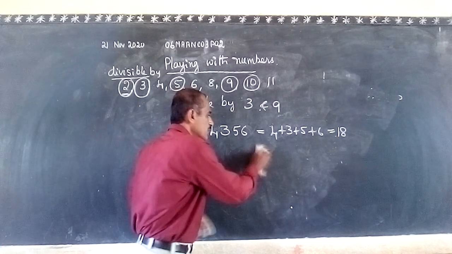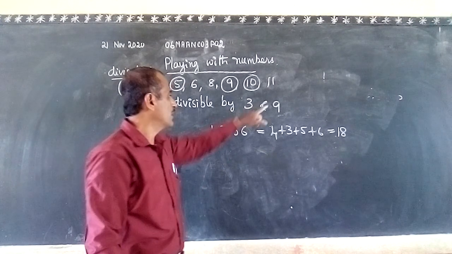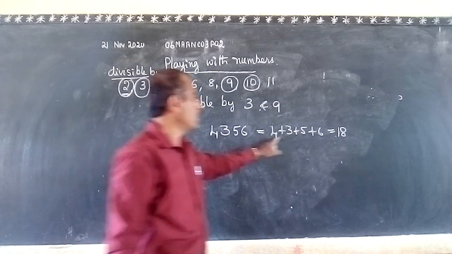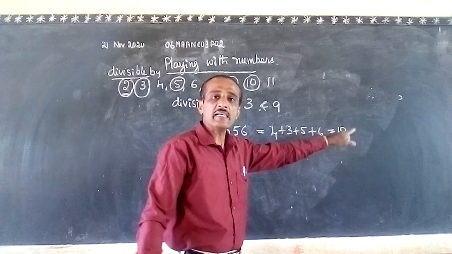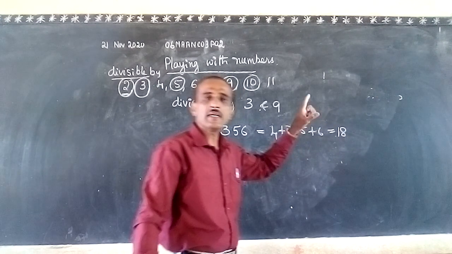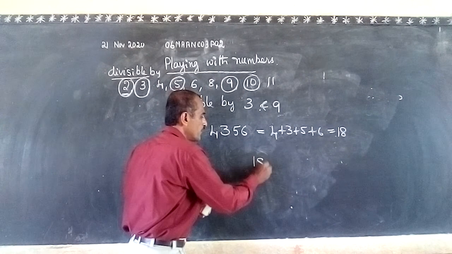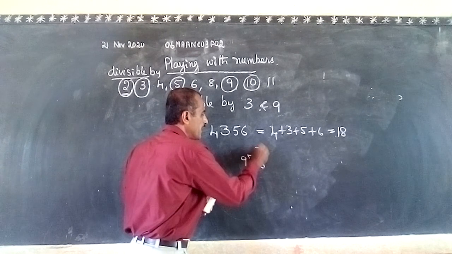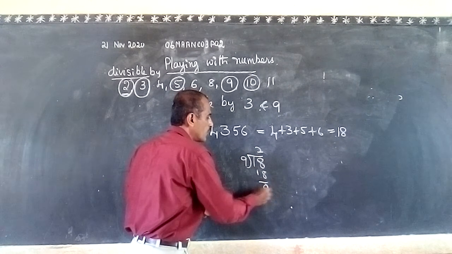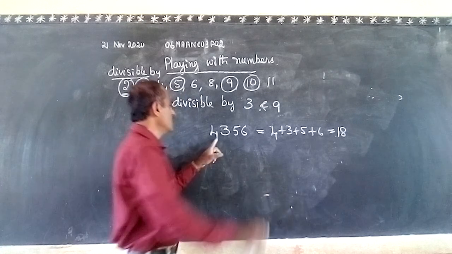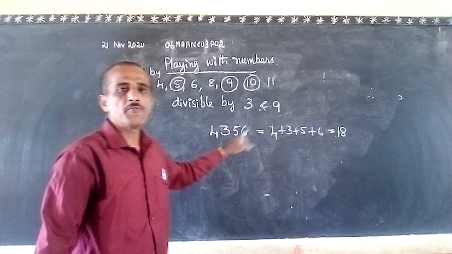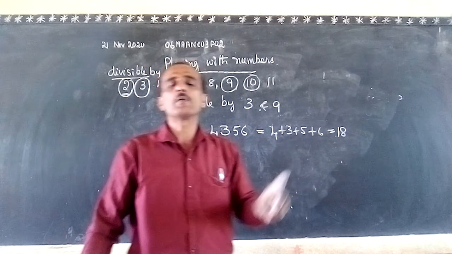Okay, whether this number is divisible by 9, then what you have to do? The sum of the digits is 18. Whether 18 is divisible by 9? Yes, 18 is divisible by 9 also. See, 18 divided by 9. 9 twos are 18. The remainder is 0. Therefore, this number 4356 is also divisible by 9.